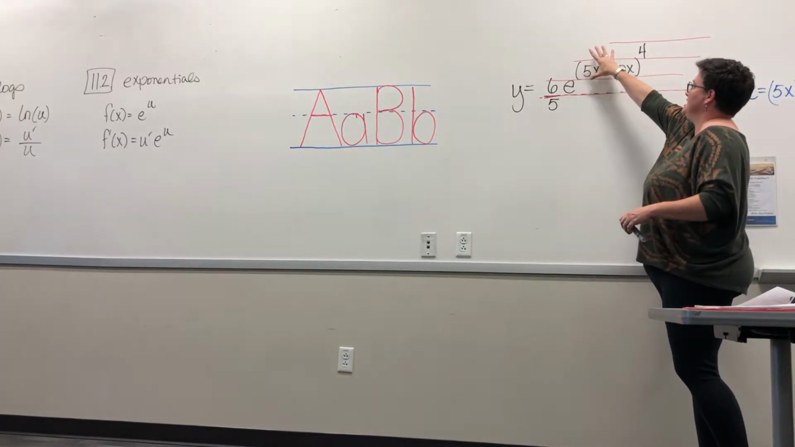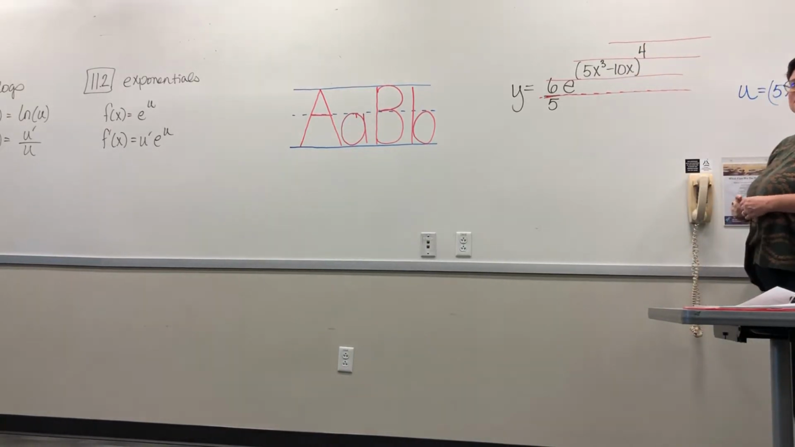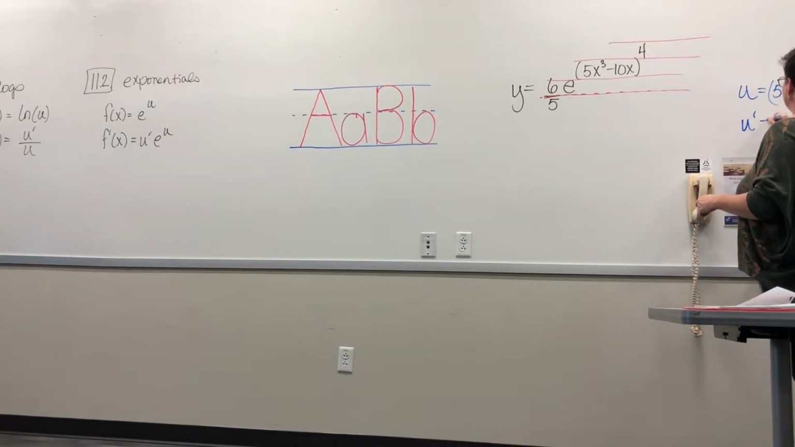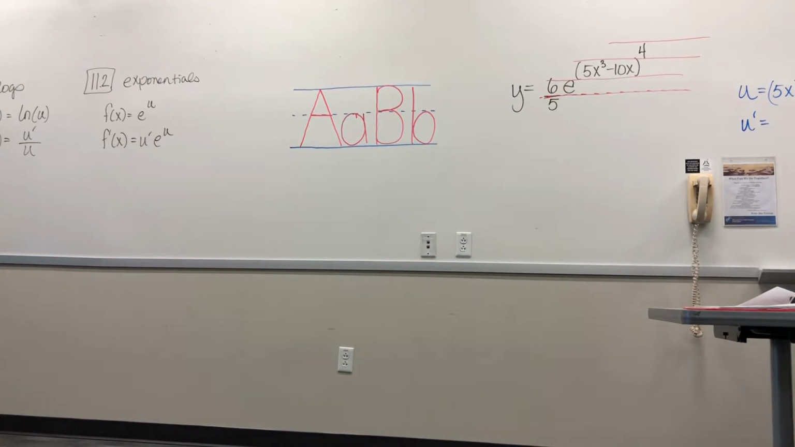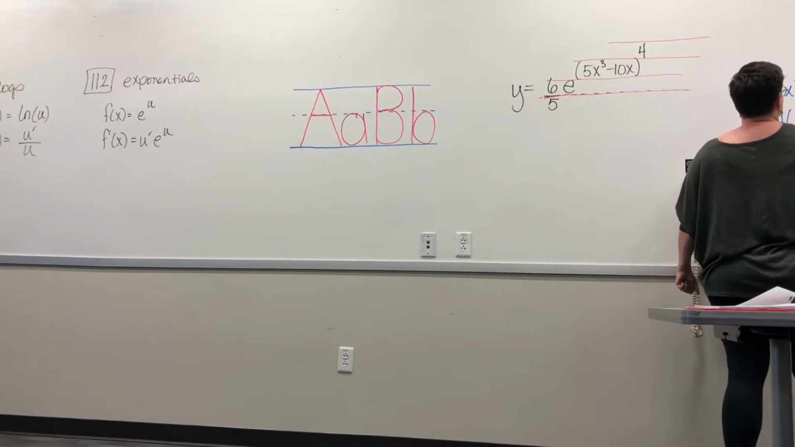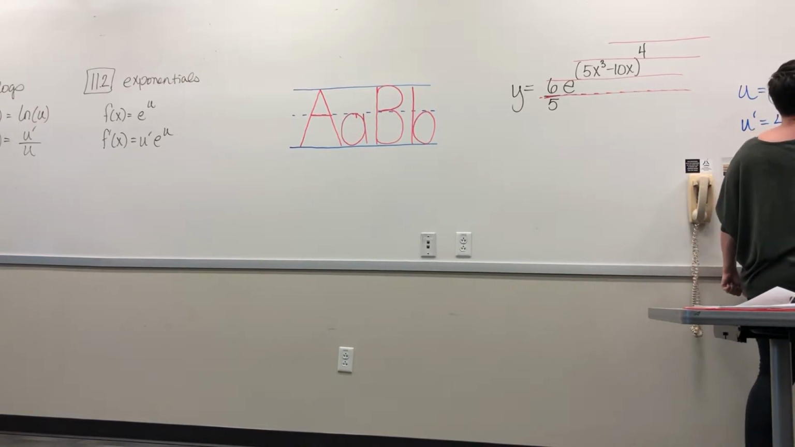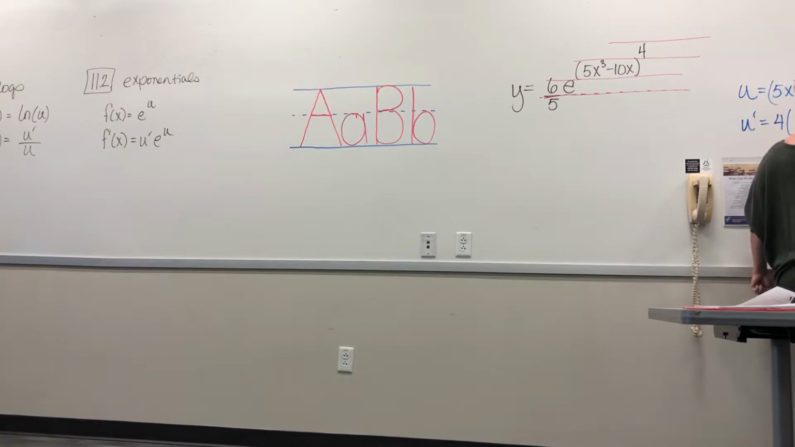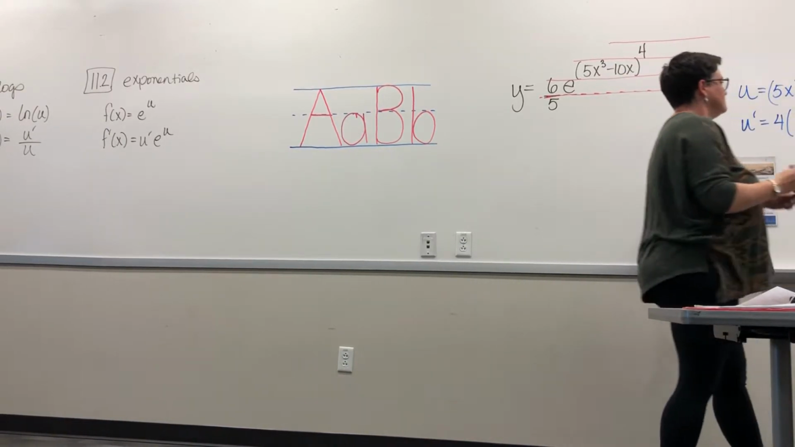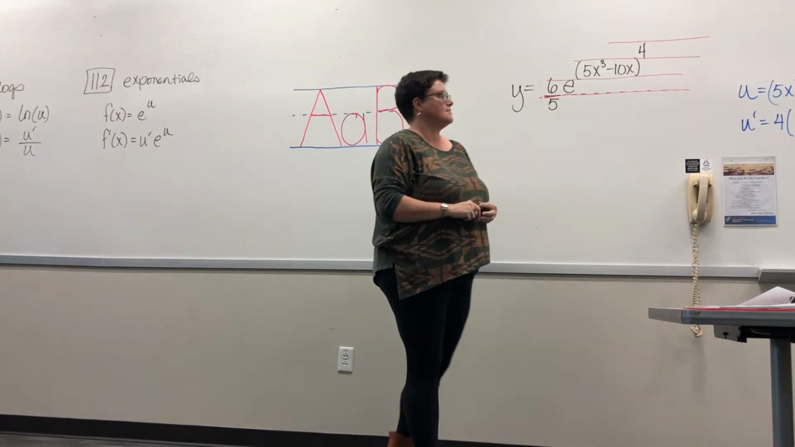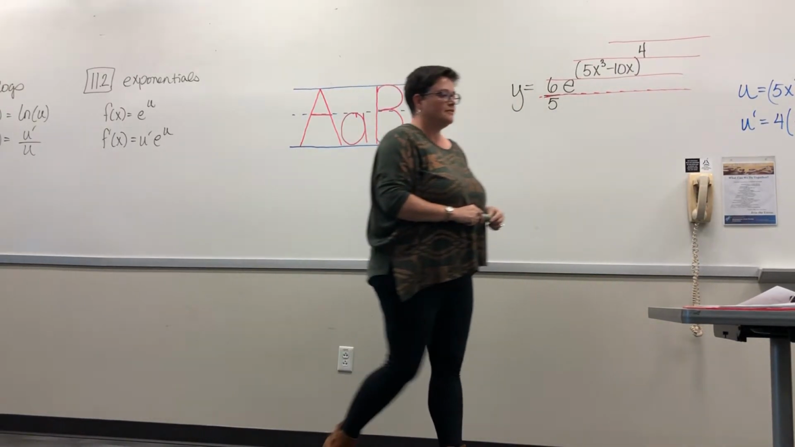Here's e to the u power. So what's your u prime? 4 times 5x cubed minus 10x... minus 15x. You guys ready? Here's your derivative.